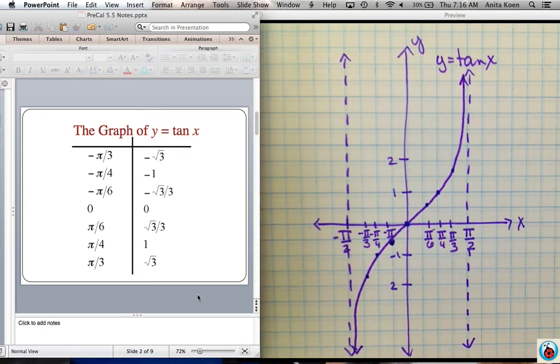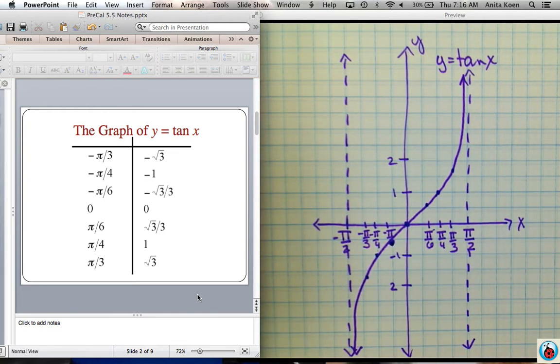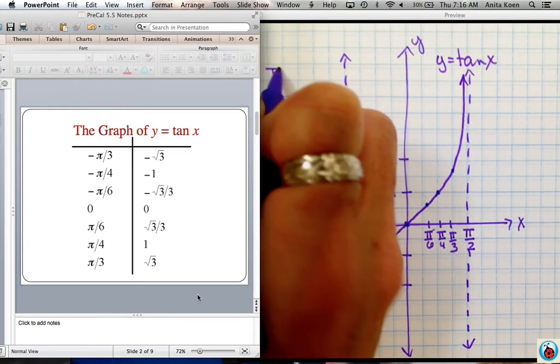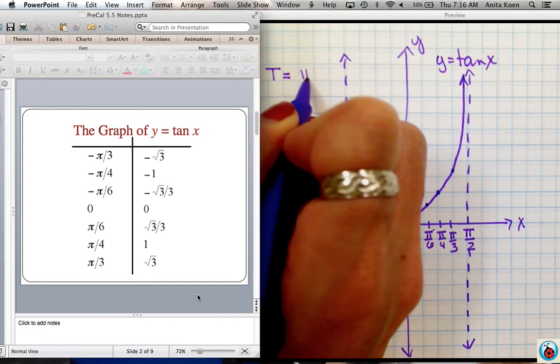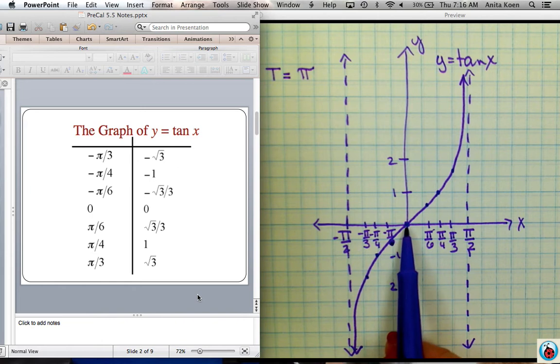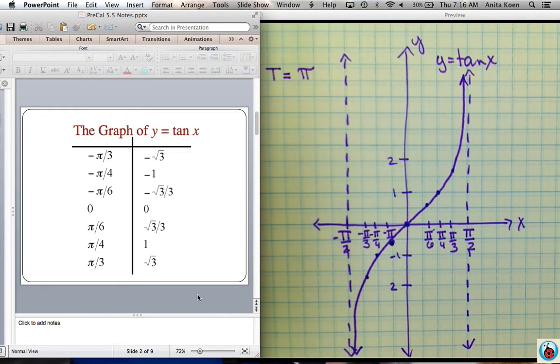I would like for you to know these critical points so that you can graph the tangent of x fairly accurately. I need you to know this particular period, remembering that we use capital T for period, the period of the tangent function is pi, not 2 pi. So from negative pi over 2 to 0 is 1/2 pi, and from 0 to pi over 2 is 1/2 pi. 1/2 pi plus 1/2 pi is 1 pi, which is the period of the tangent.